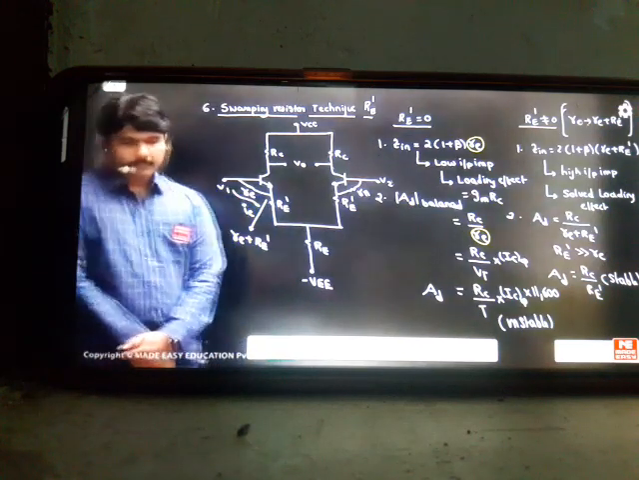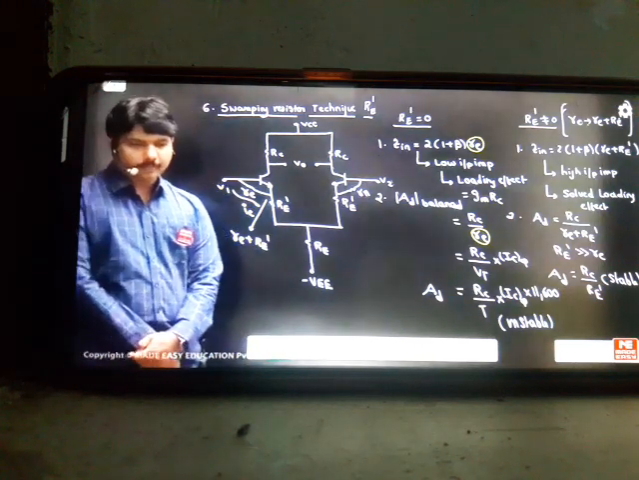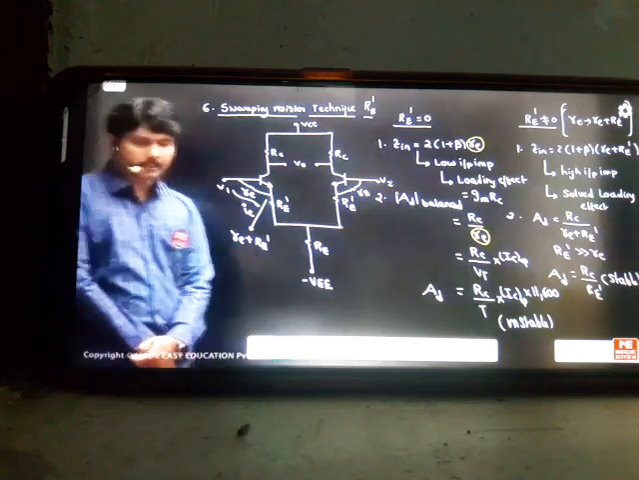Rahman, I'm expecting this explanation is okay for you? So common mode is unwanted for us. Differential mode is wanted. That is the knowledge of this concept.